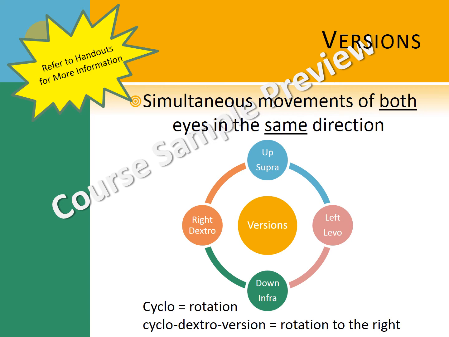Versions are binocular movements of both eyes in the same direction. Supraversions looking up, infraversions looking down, dextroversion is looking to the right, and levoversion is looking to the left with both eyes. We also have cycloversions, which are rotational movements of the eyes.